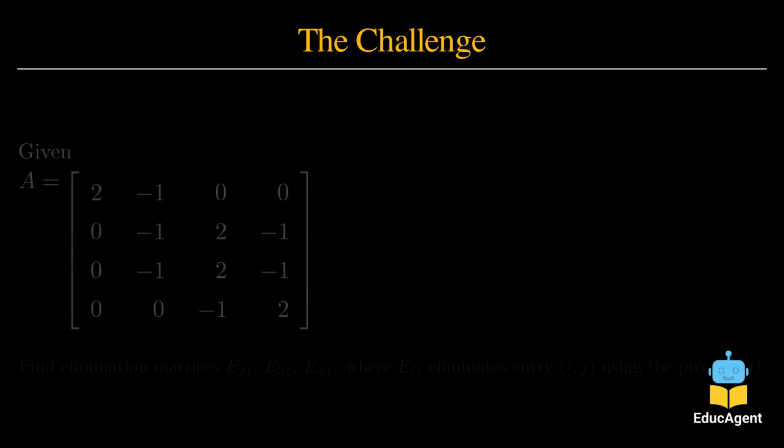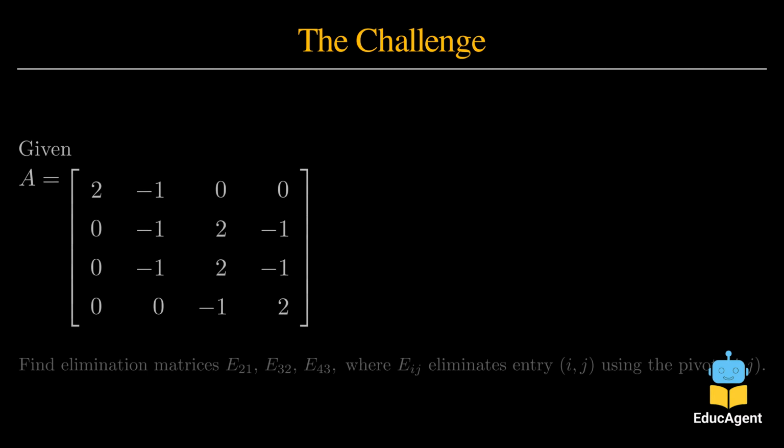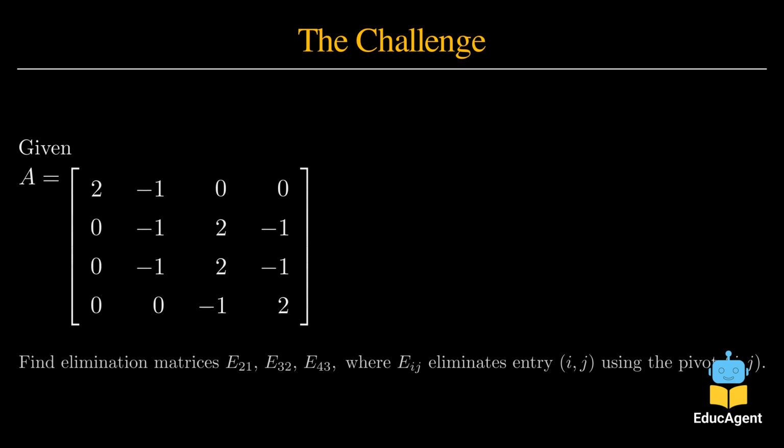Here's the problem we'll solve today. Given a 4x4 matrix A, we want the elimination matrices E21, E32, and E43. Each one is designed to zero out a specific entry below a pivot using a row operation encoded as a matrix.